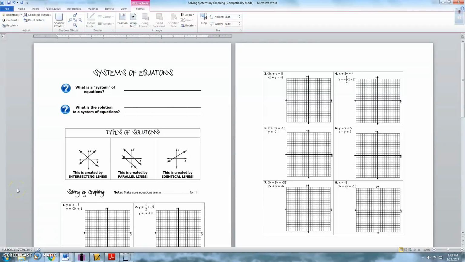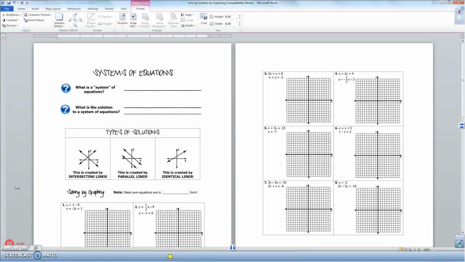Okay, today you're going to look at solving systems by graphing. So I'm going to just go over a couple of things. First thing is, what is a system of equations? A system of equations is two or more linear equations, because right now we're just going to be dealing with linear equations. So two or more linear equations.